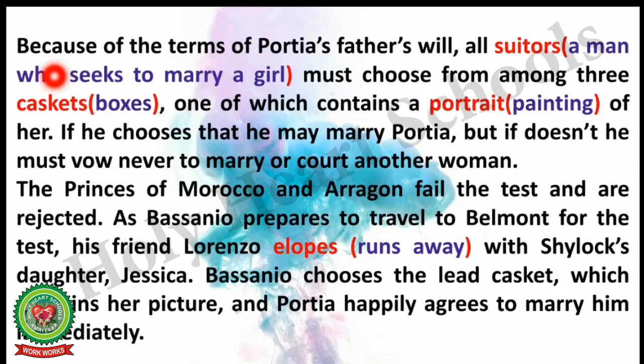before time. Because of the terms of Portia's father's will, all suitors must choose from among 3 caskets, one of which contains a portrait of her. If he chooses that, he may marry Portia. But if he doesn't, he must vow never to marry or court another woman. The princes of Morocco and Aragon fail the test and are rejected.